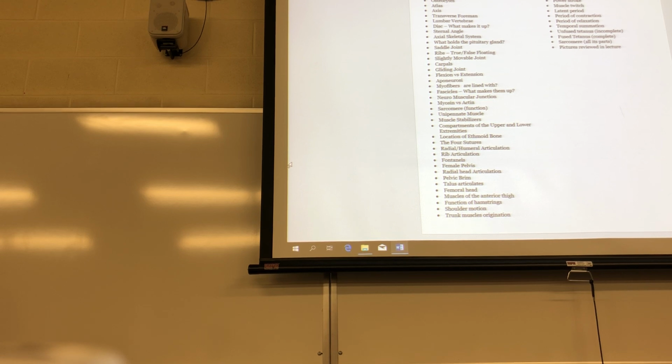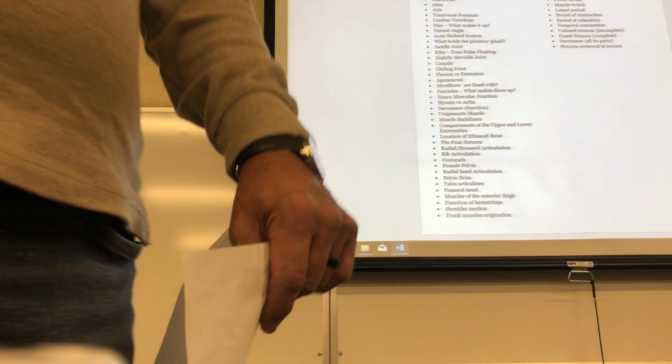True ribs, false ribs, floating. How many true ribs? 1 through 5. No, 1 through 7. Why are they true? They never lie. Because they say yes all the time. They're attached to the sternum. Right, they attach directly to the sternum through their own cartilage.